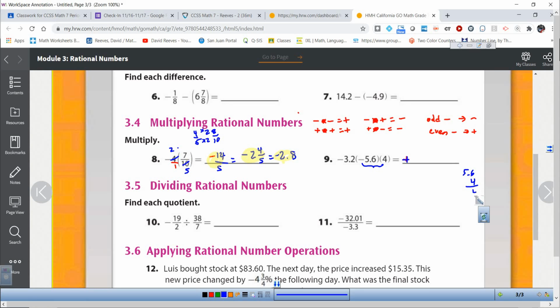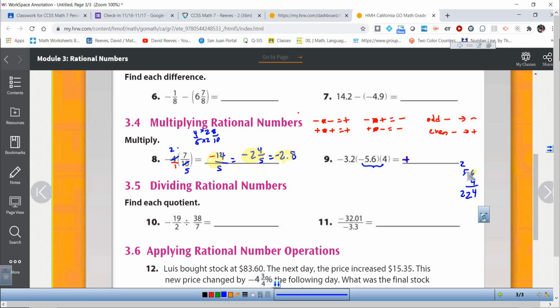4 times 6 is 24. Carry the 2, right? 4 times 5 is 20. So I get 2, 2, 4. And then remember what you do. You look after the decimal and you say, how many numbers are after the decimal? And it's 1, and I get 22.4. And again, you can also just estimate, right?